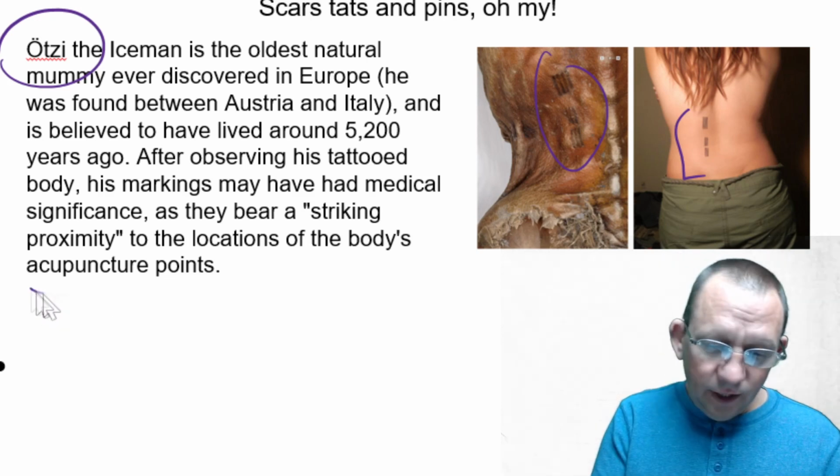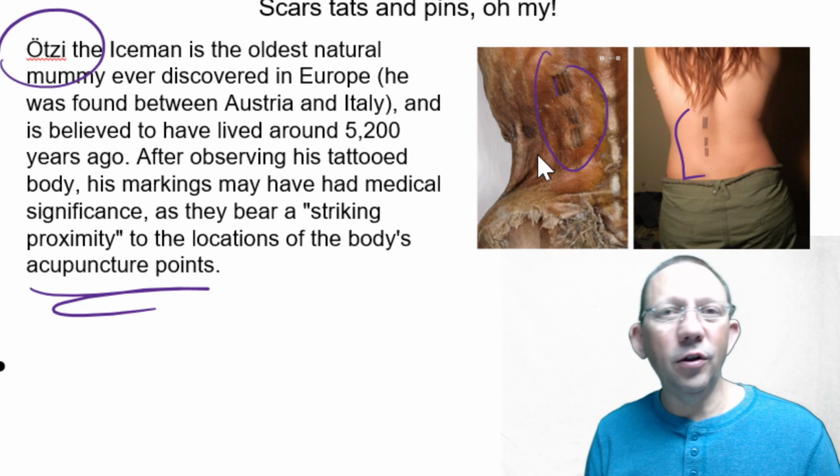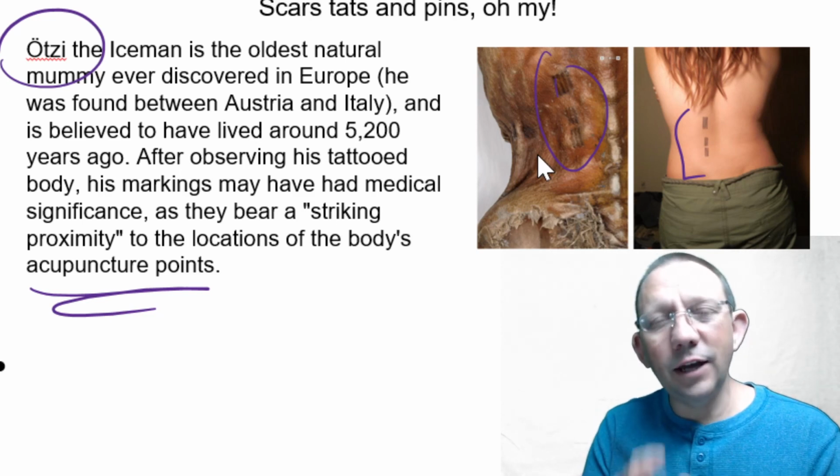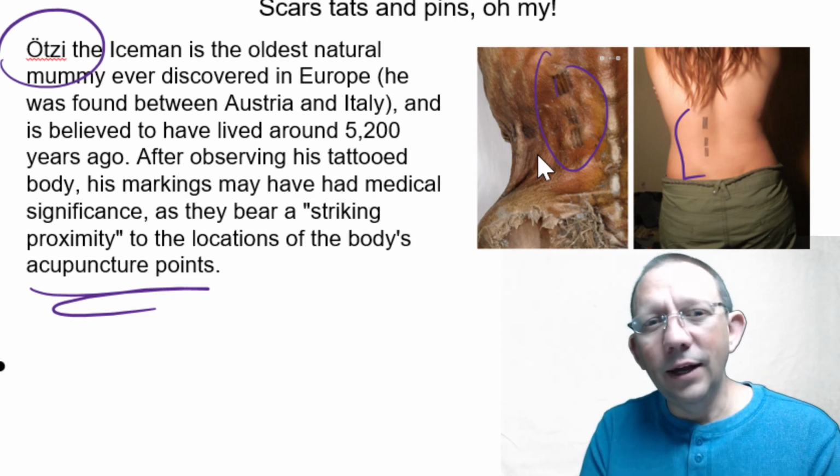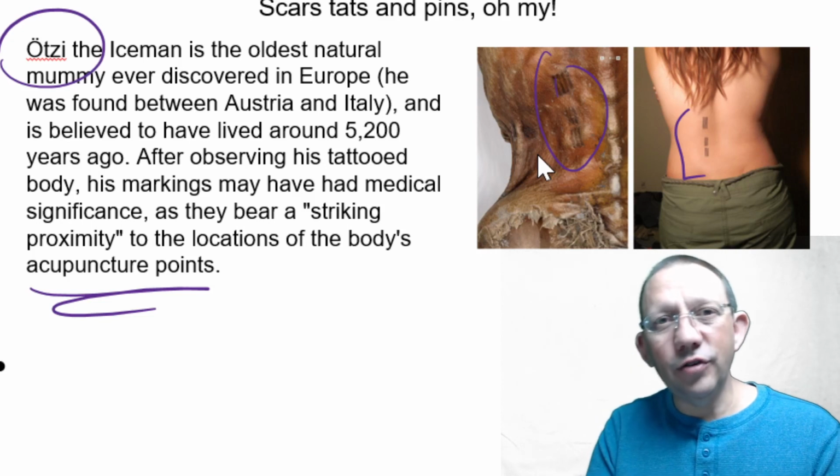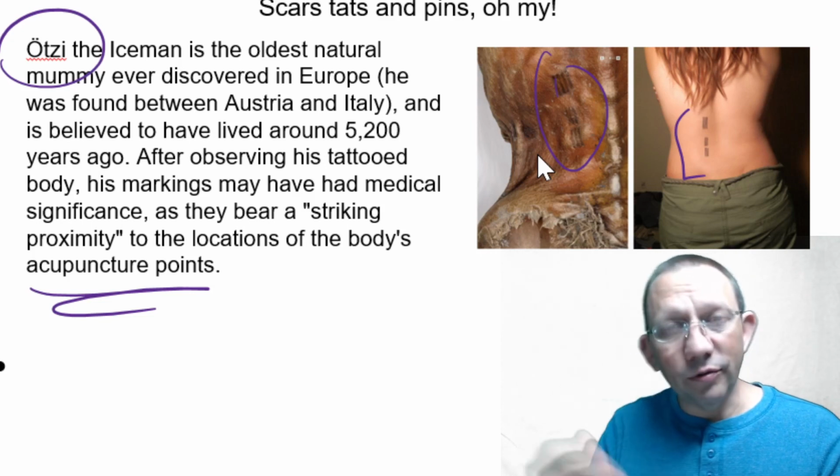Now, these points actually follow acupuncture points. Acupuncture points for low back pain. Turns out he had low back degeneration, and the points on his ankle were also for like sciatica.